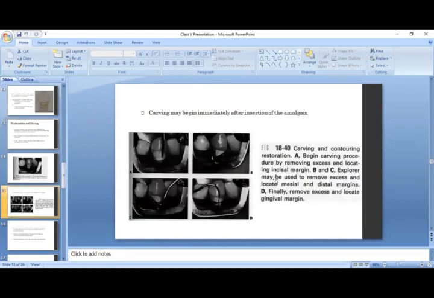Okay, now this is the carving and the molding. See, this is basically the carver. You can easily visualize how nicely they remove all of the excess. See the smoothness of the restorative material. You can easily visualize how nicely this instrument removes most of the excess restorative material. It looks pretty smooth. So that is basically the main purpose of the carving and the contouring of that restoration, right?